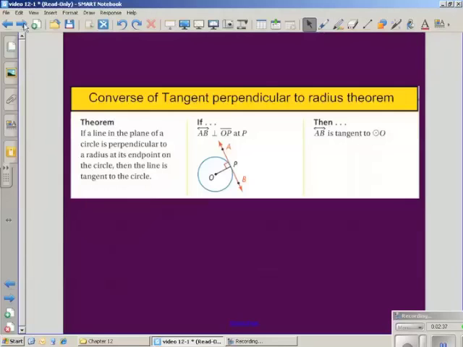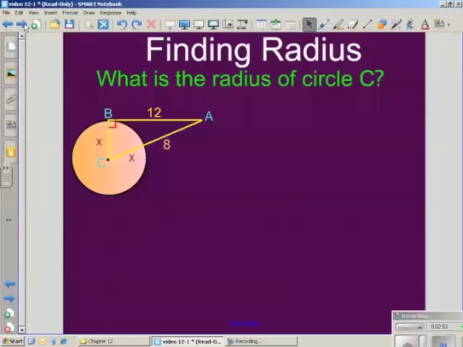Now our next theorem is the converse of the tangent perpendicular to radius theorem. This states, if a line in the plane of a circle is perpendicular to a radius at its endpoint on the circle, then the line is tangent to the circle. Let's apply this. Finding the radius.